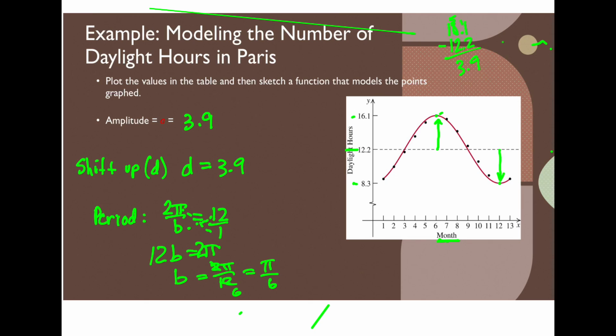So we could plug these into the formula that we have for sine. We're going to go f of x, and I know that my amplitude is 3.9, so I have 3.9 times the sine of my b, which is pi over 6, times x minus c. We don't know the horizontal shift quite yet, but then we also know it's plus 12.2. That's my d value.